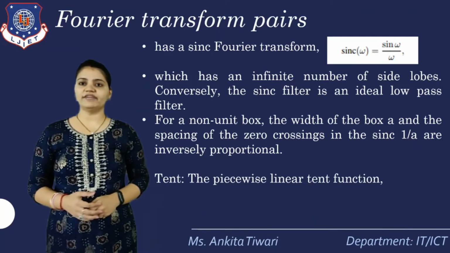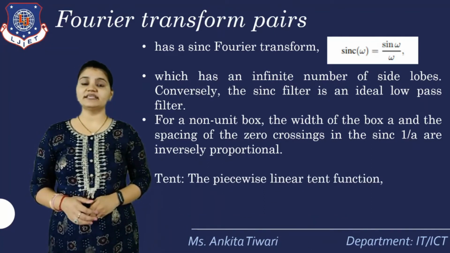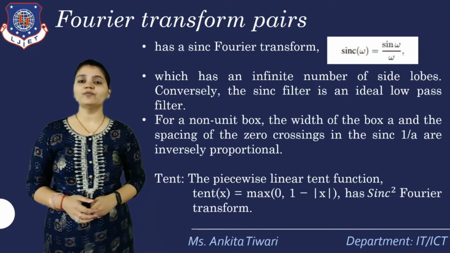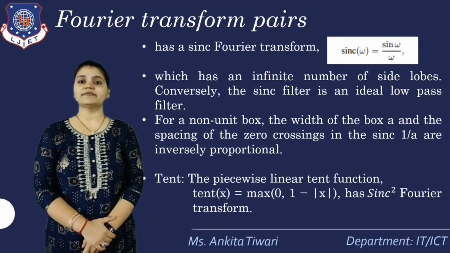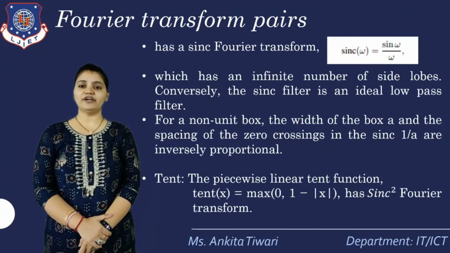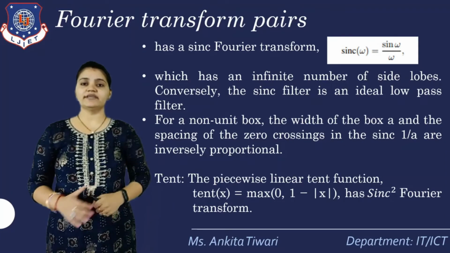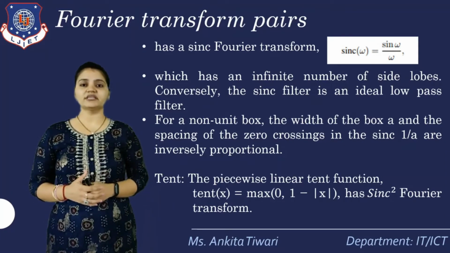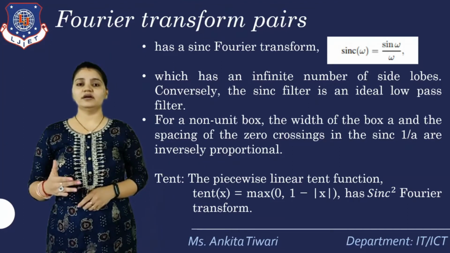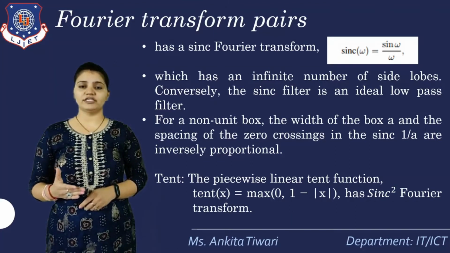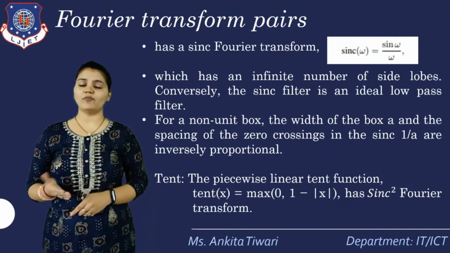The other form that we have is the tent, the piecewise linear tent function, which is used in order to make a pair. So tent of x is defined as max of 1 minus x, and its Fourier transform is said to be in the form of sinc square.